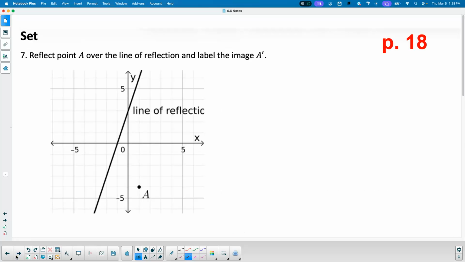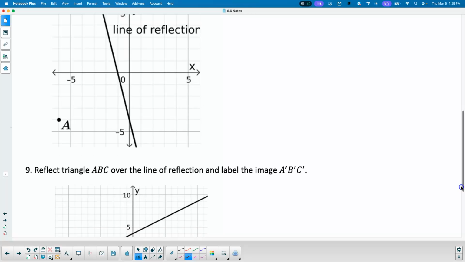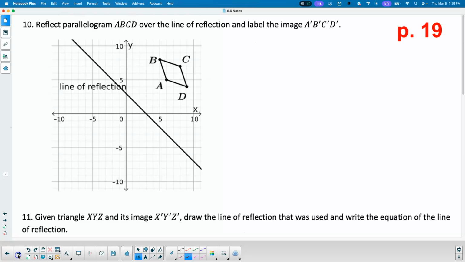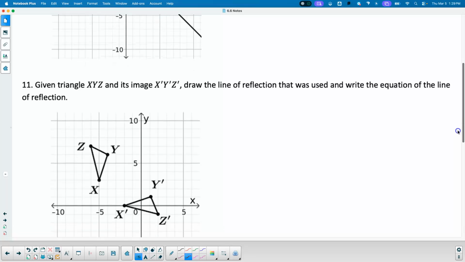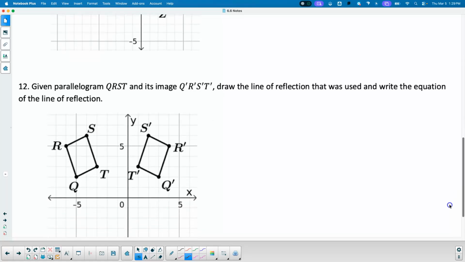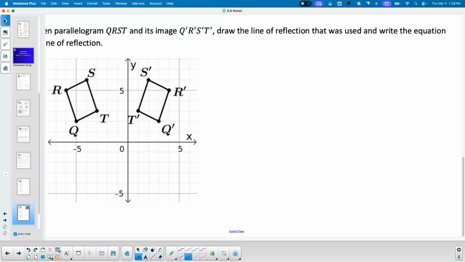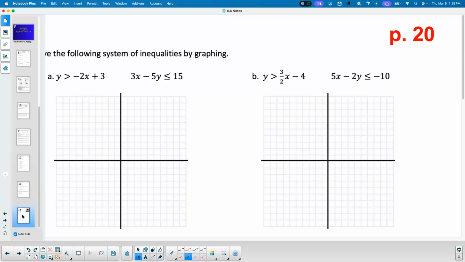7's a reflecting. 8's a reflecting. 9's a reflecting, but at this time it's a triangle, not just a point. 10's reflecting a parallelogram. Oh, excuse me. Sorry, I had a little yawn there. 11's find the line of reflection. 12's find the line of reflection. That's it, isn't it? Goes through 12. Oh, nope, there's one more. Oh, and then we got some graphing inequalities.